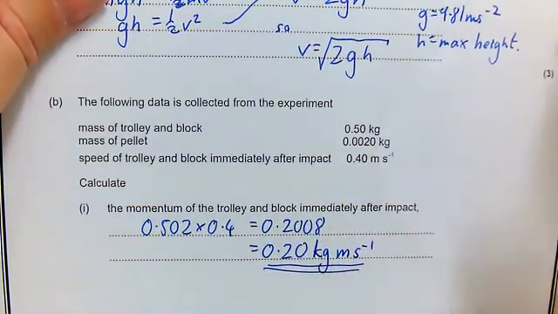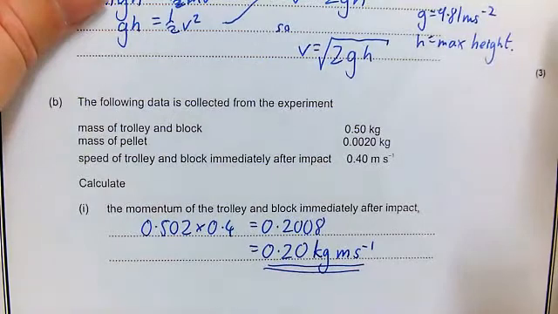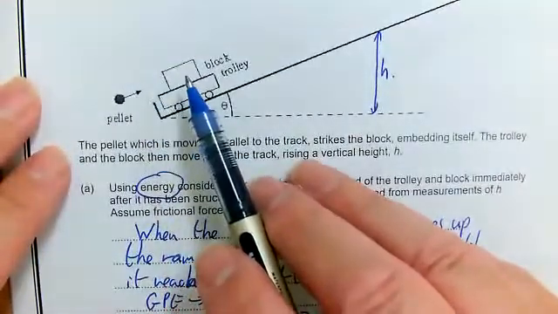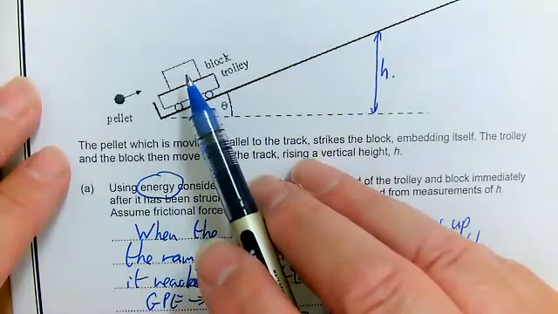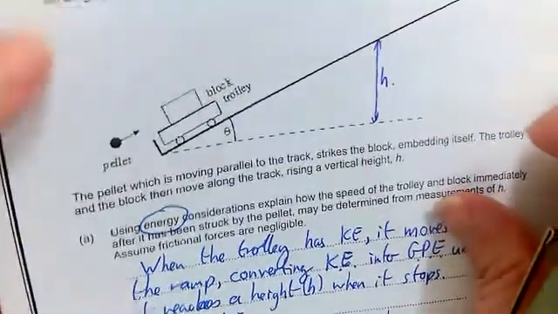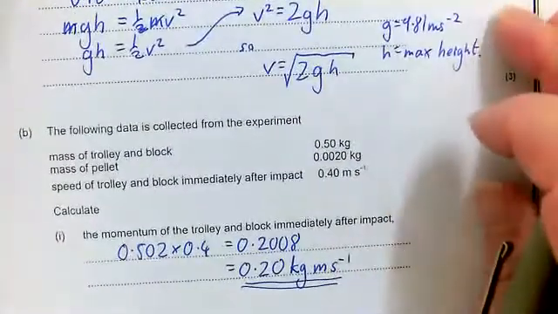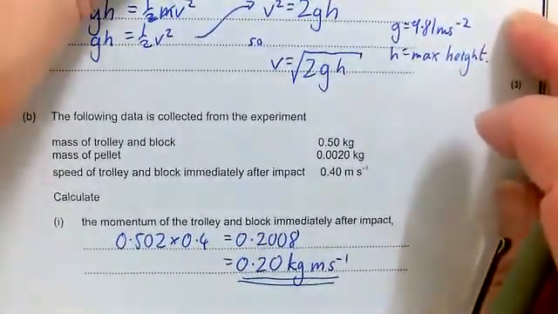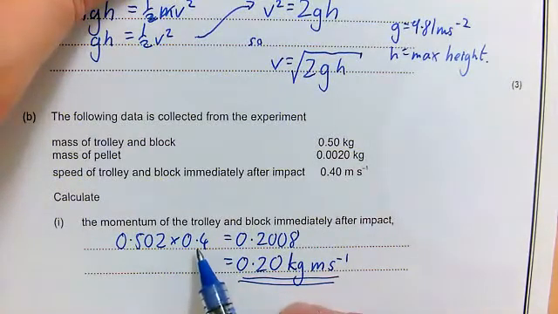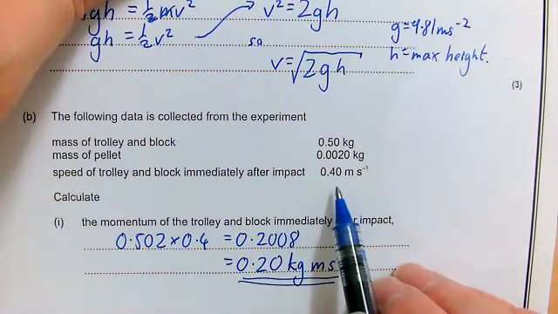Yeah. Please explain that again. Which one? This whole question. So the idea is that the pellets hit the trolley and embedded into the block. Okay. So obviously, we want to work out the momentum of the trolley and the block immediately after the impact. It's the mass of the trolley with the bullet multiplied by its velocity or its speed as it's shown here.